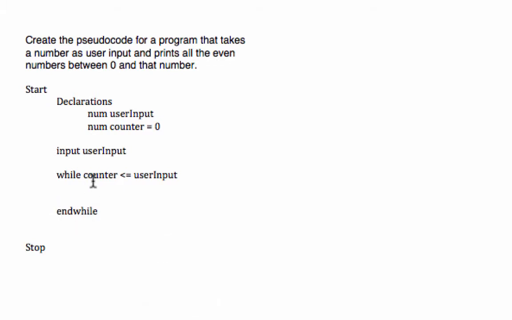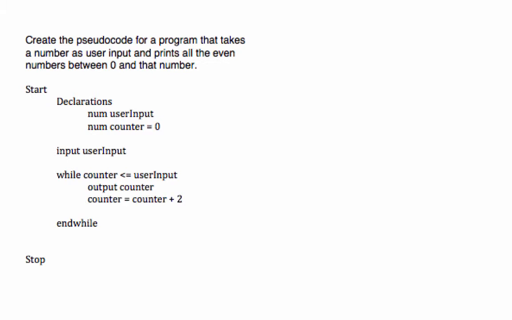Now while this loop is running, I want to print out what's in counter. And then I need to adjust counter so that it increases every time we go through. If counter stays the same the whole time, then our loop will never end and we'll have an infinite loop. Counter starts at 0, so in order to get the next even number, I need to add 2 to counter and then store it back into the counter variable.